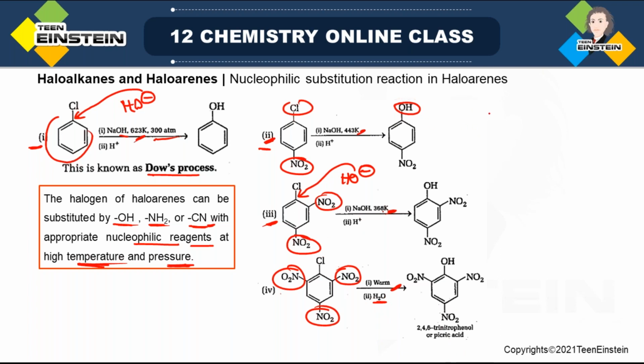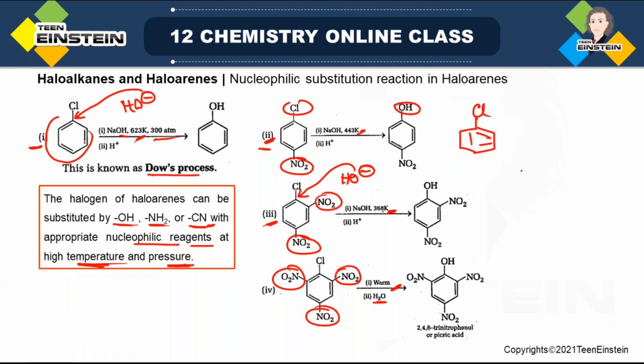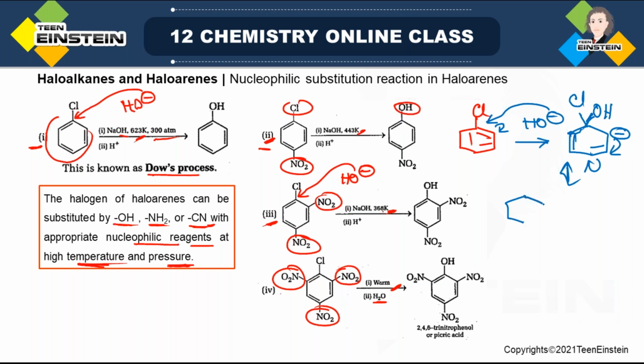And if you want to know the mechanism, it will be like this. I'm showing it with the simple molecule which is without any substituent. So there is a negative charge over the ortho position. Now the negative charge can also be at the para position if you consider the resonance structure.